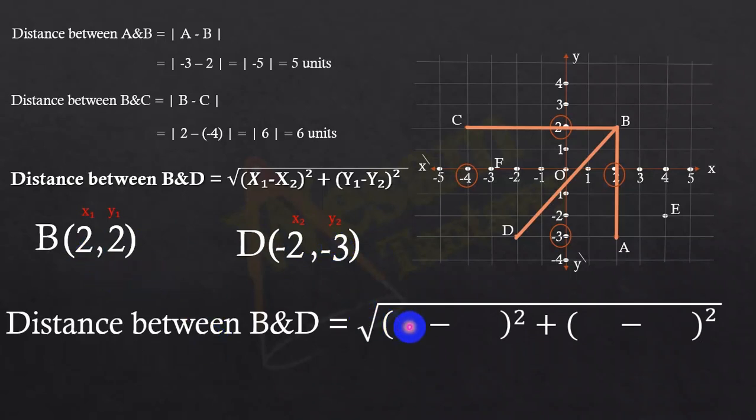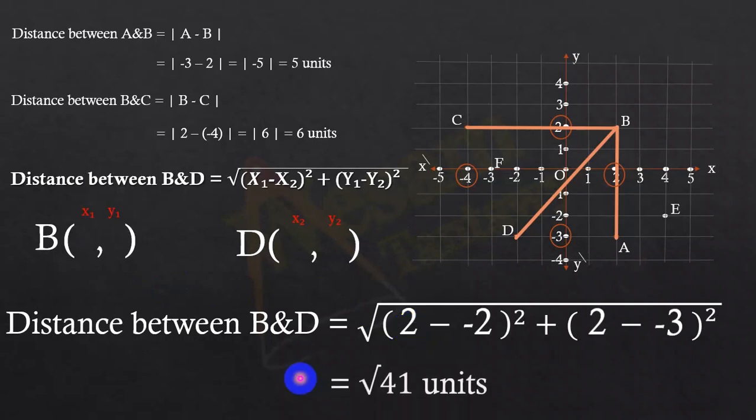x1, which is 2, x2, which is -2, y1, which is 2, and y2, which is -3. Using the calculator, find the distance between the points. We can use this rule to find the distance between any 2 points on the plane. Remember, you should memorize the rule.